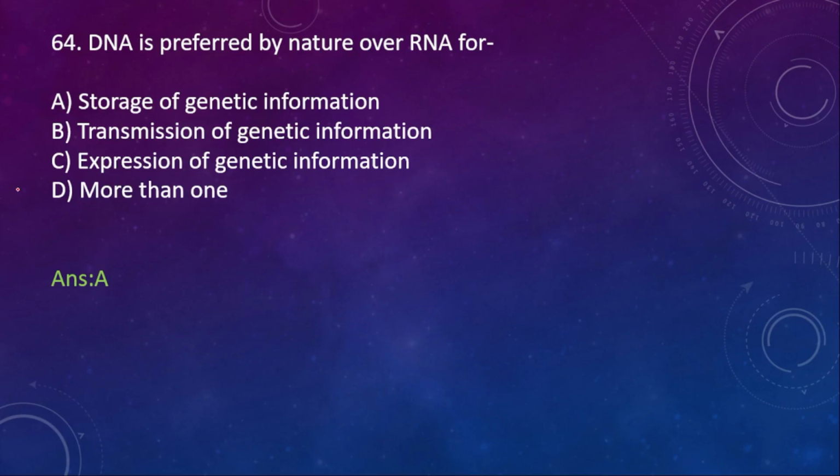Storage of genetic information. See what happens actually. Why DNA is preferred over the RNA? Because while both DNA and RNA can carry genetic information, DNA has several structural advantages that make it an ideal choice for the long term storage in most organisms. Why? Because DNA is chemically stable, as we just discussed, it has a double stranded structure, and it has thymine instead of uracil.